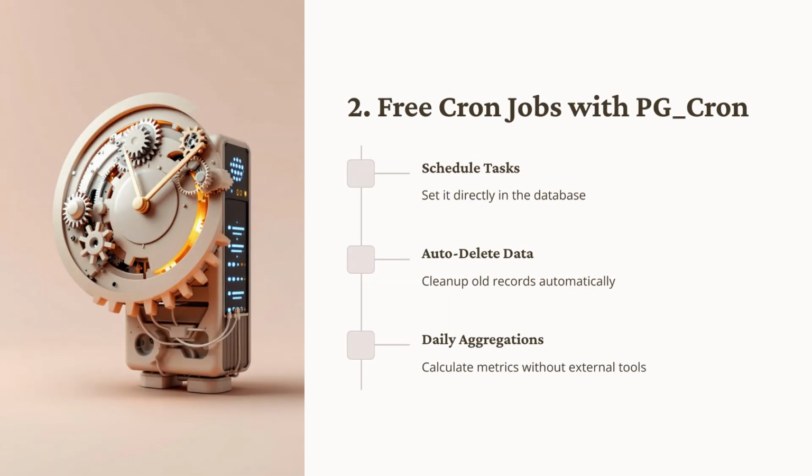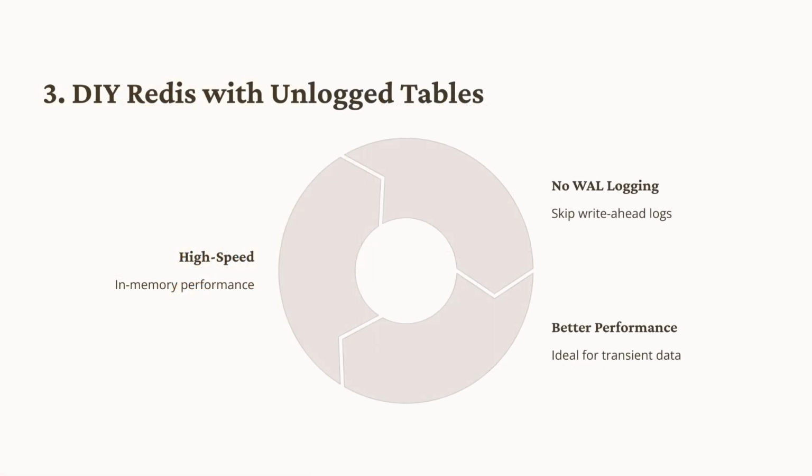Forget managing Linux crontabs or paying for a cron SaaS. With pg_cron, you can schedule SQL jobs right inside Postgres, like auto-deleting data or daily aggregations. Think you need Redis for caching? Nope. With unlogged tables, you can set up a high-speed, in-memory cache right in Postgres, no WAL logging, better performance.